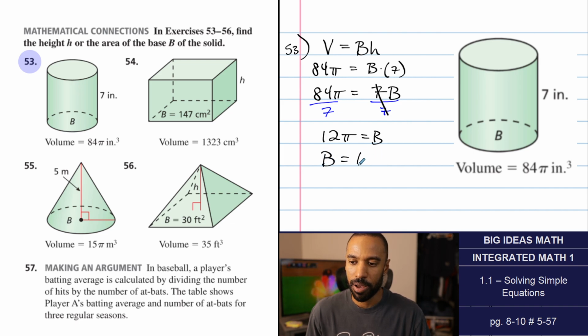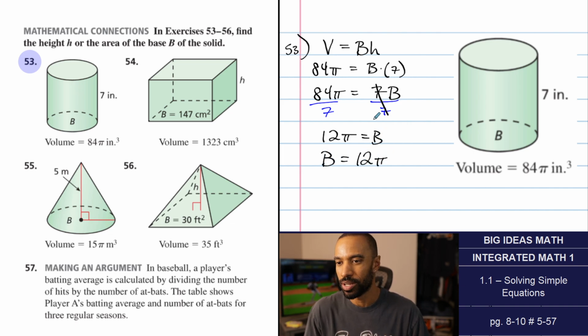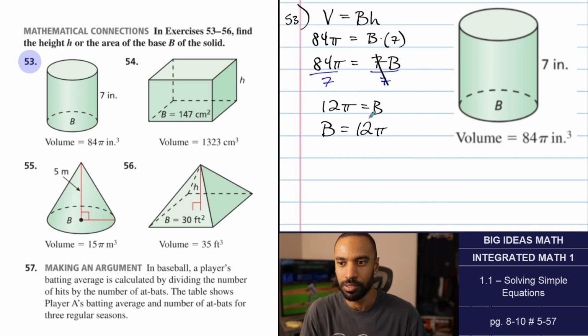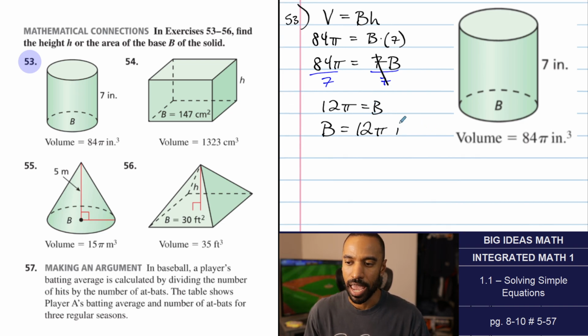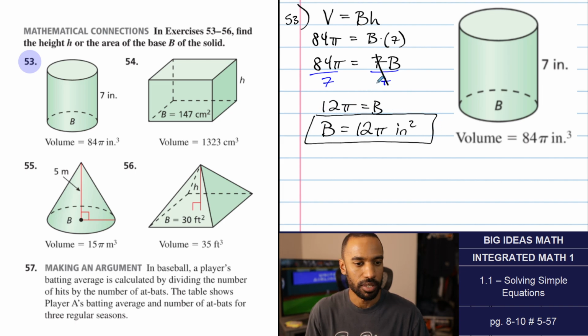B equals 12 pi. This is one of those things where units matter. Is it a word problem? It's contextual. This is area. We get square inches in area. We're not trying to round that. We'll just leave it in terms of pi. That's the area of the base.